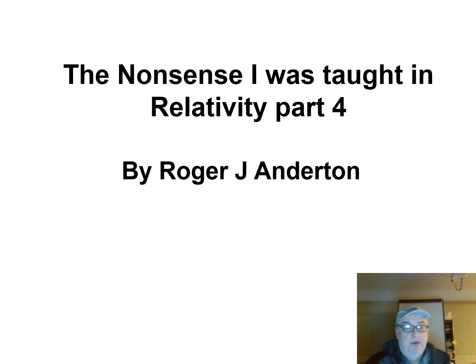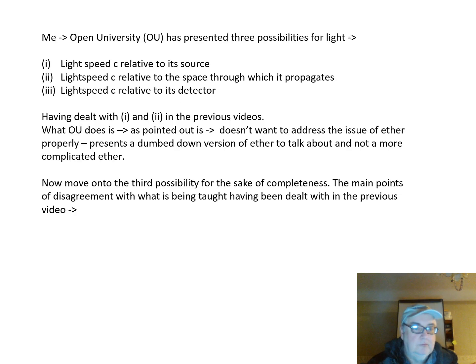So this is part 4 of the bad things that were taught to me by Open University. Where I got to was Open University has presented 3 possibilities for light, and I've dealt with the first 2 possibilities in the previous videos.